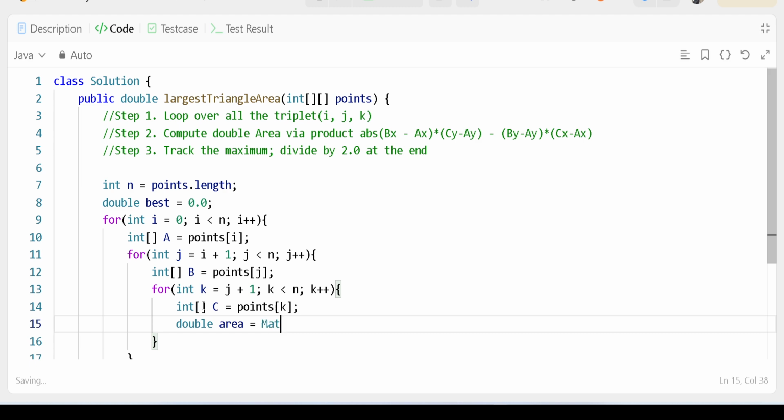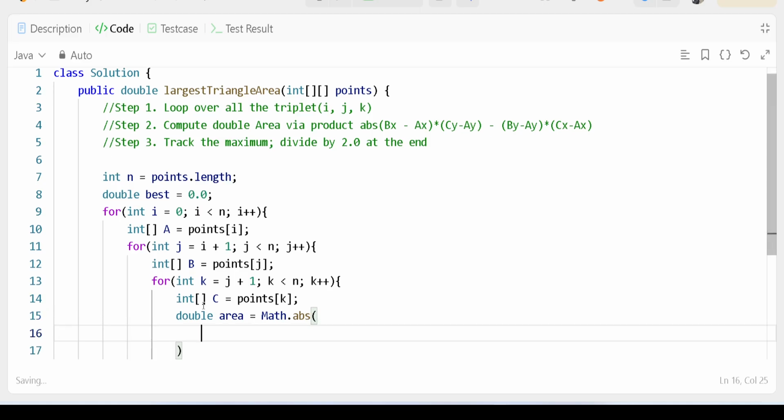We'll say Math.abs, the absolute value of two things. Very first, we'll take the absolute value of what? Let's take the combination, very first B0 minus A0. Fine. Because the 2 points will be there in A, B and C, right? 0, 1. So we'll first find 0 at X, means for the X, and 1 at Y. So we'll get this one.